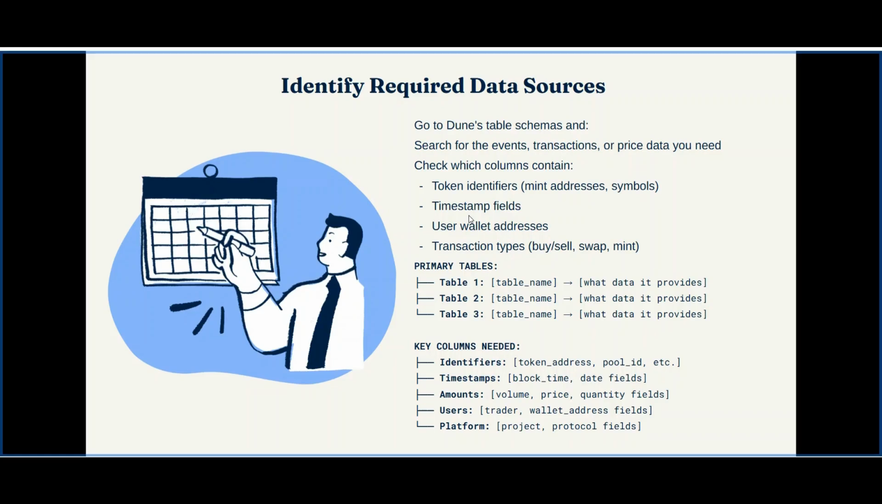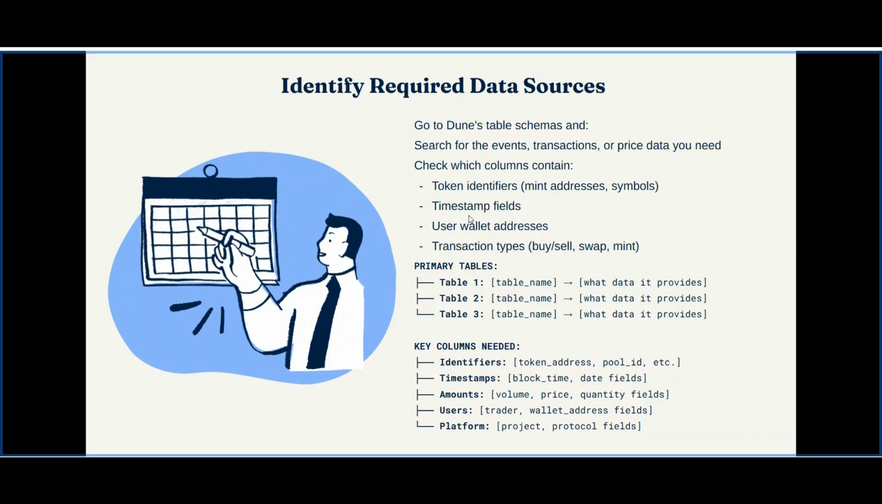You need to identify which data source works, which one does not work, which tables you can match together. So you need to identify whether it is token address, token symbol, timestamp, block time, block month, whatever you need, whether it is wallet address, the buys, sells, the mints, all of those things, to map out the data sources that you need. That is, I need this data source, I need this table, I need this event.